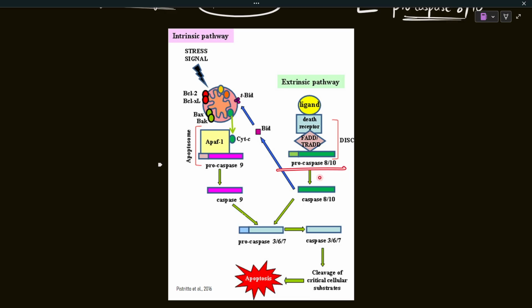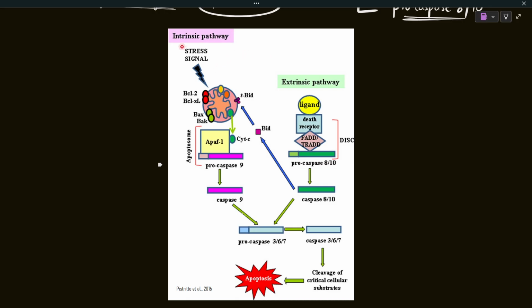Okay, so this will be cleaved, and after the partial digestion, it will form the caspase 8 or caspase 10, and caspase 8 and caspase 10 are the initiator caspases in this scenario. This will cleave the procaspase 3, 6, 7. This is the inactive form, and this will convert it into the active caspase 3, 6, 7, which is going to do the cleavage of the cellular substrate. And this is how apoptosis is led by the extrinsic pathway.